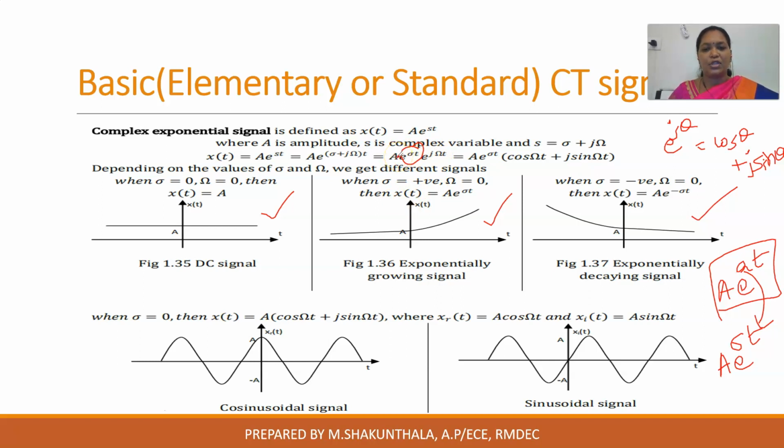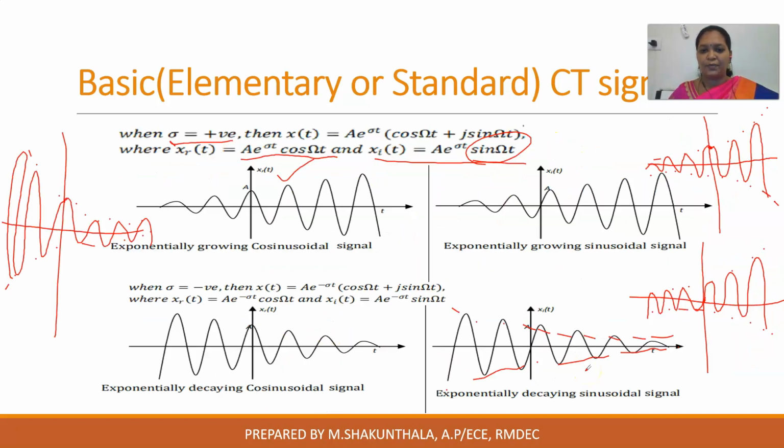When sigma equal to 0, it becomes cosinusoidal and sinusoidal signal. So draw the real part separately, imaginary part separately. When both are there, sigma is also there, omega is also there, then sigma may be positive or negative. So according to that, two different diagrams for real part, two different diagrams for imaginary part you will be having. Okay. So that's all about your basic elementary signals in CT.